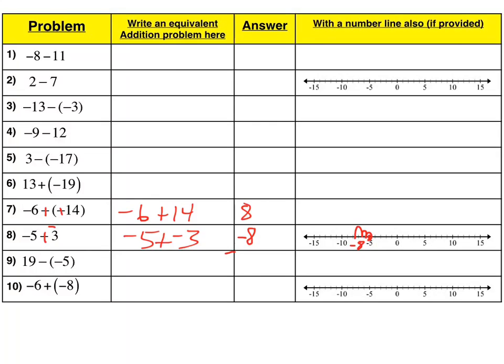Number 9 becomes 19 plus positive 5. That obviously is 24. Number 10 is already an addition problem. That becomes, or stays, negative 6 plus negative 8. And we have 14 negatives and 0 positives, therefore negative 14. On the number line, we start here at negative 6, and then we go backwards 8. 1, 2, 3, 4, 5, 6, 7, 8, and we're right there at negative 14. Any questions through number 10?